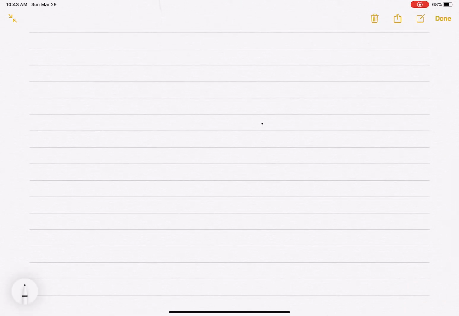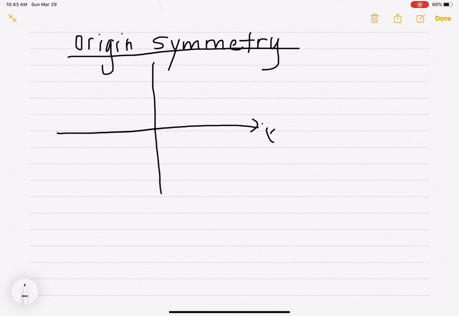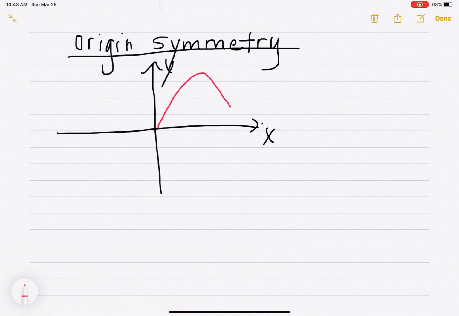Okay, we're going to move on to our final type of symmetry that we're going to introduce. This is maybe an unusual type of symmetry compared to the first two. This one is called origin symmetry. So let's draw a y-axis and an x-axis. And let's draw a bit of graph here in the first quadrant, and let's make it increase and then decrease.